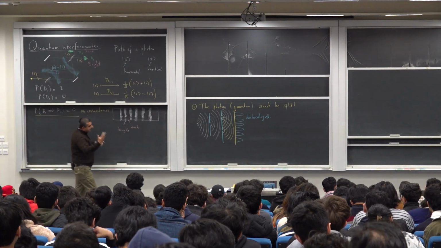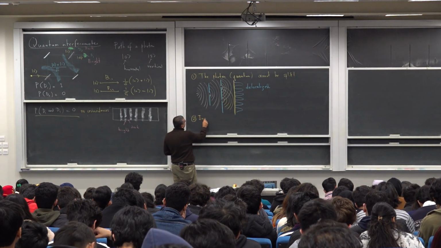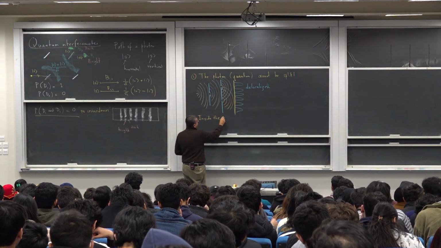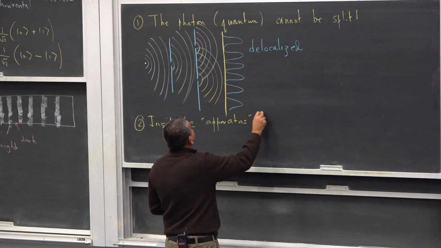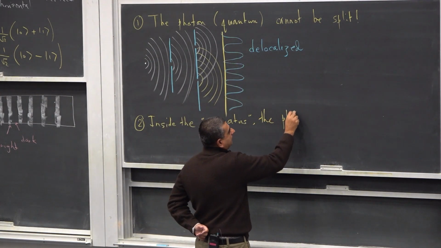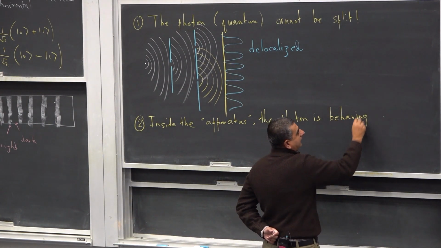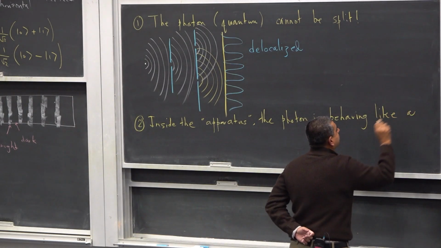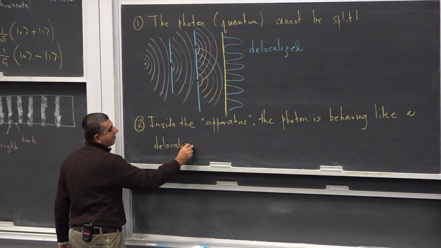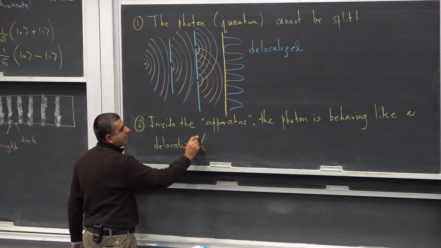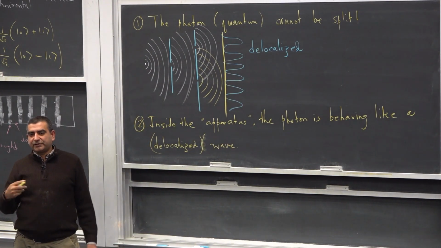So we've also learned that inside the interferometer, inside this apparatus, the photon is behaving like a wave. Like a delocalized wave. And in quantum parlance, in quantum language, this is called a superposition.